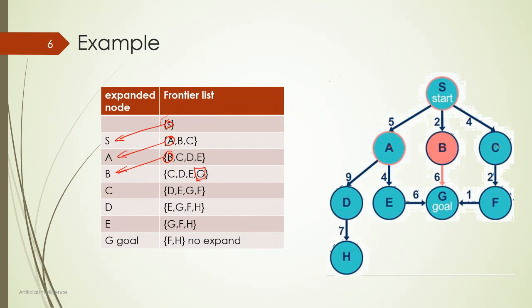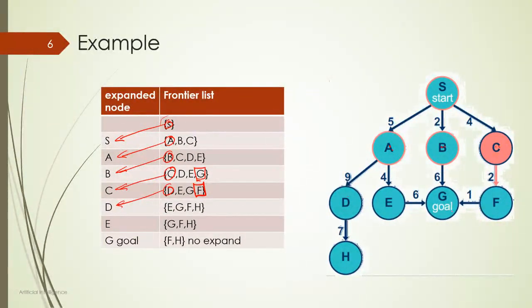So is B the goal? No. If not, check the next one in the queue. The next one in the queue is C. And bring in C's children, which is F. So F will be added to the list. It's a child of C. Is C the solution? No. Go to the next one.